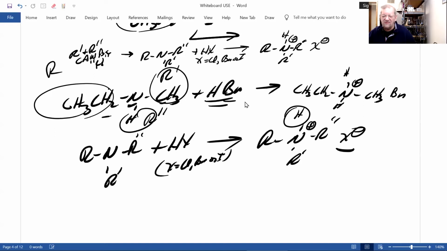Now, I should point out, just like in quaternary ammonium salts, this is really bonded to the nitrogen by an ionic bond. Everything else is covalent on the nitrogen. And that's how you make amine salts.